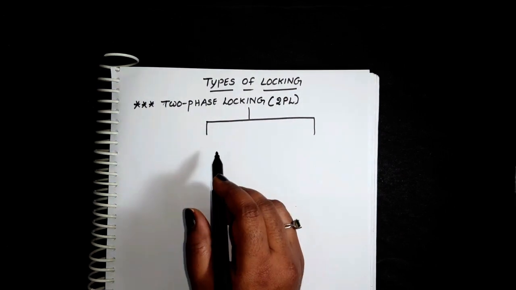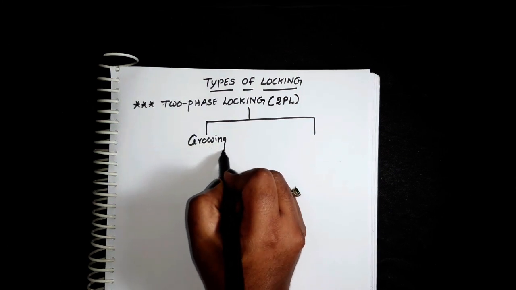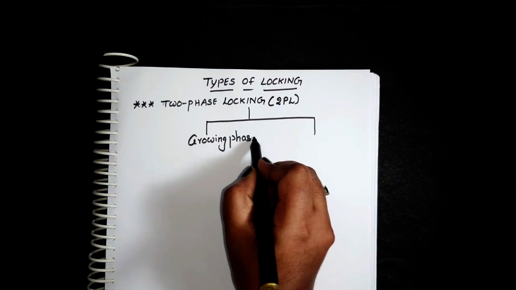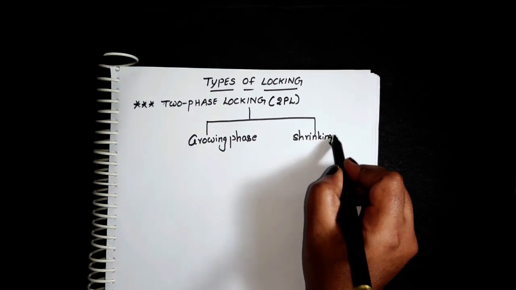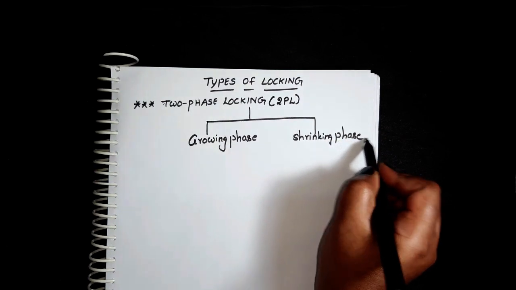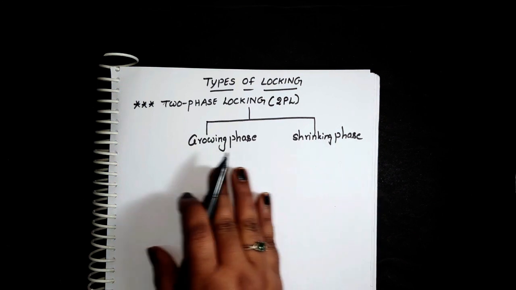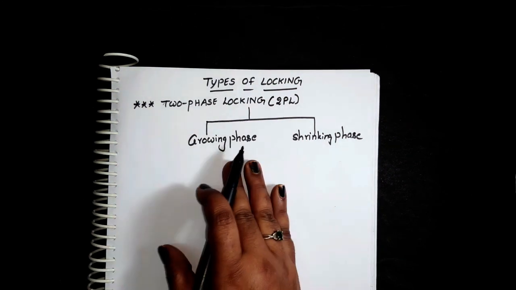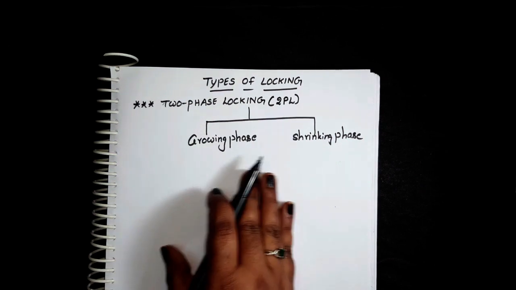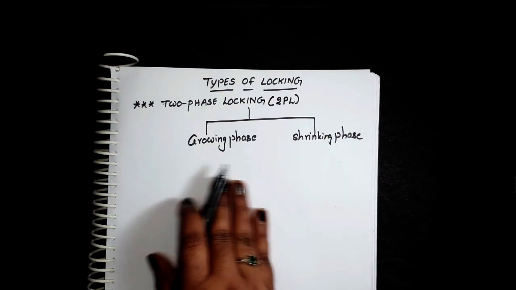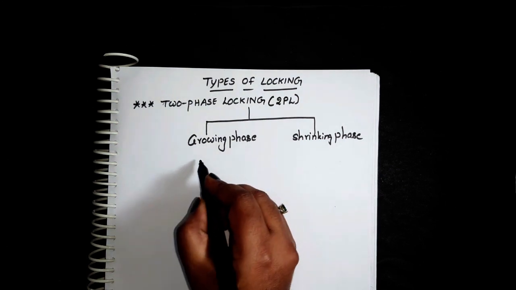So what are the two phases? The first phase is going to be called the growing phase, and the second phase is going to be called the shrinking phase. In the growing phase, you can continuously place the locks, and you cannot release the locks. You cannot unlock. That is what we call the growing phase.